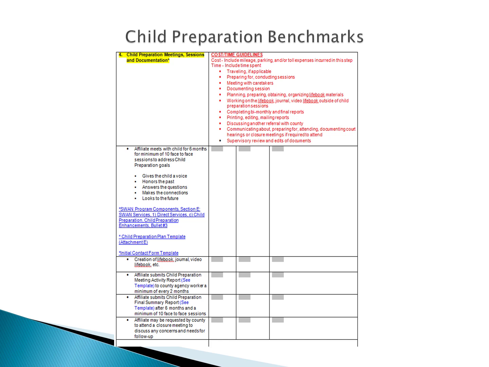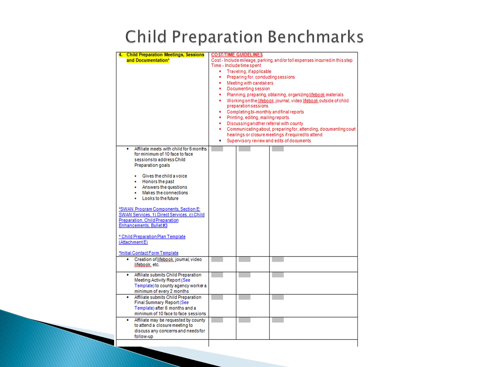Bucket number 4 is also where to gather time spent documenting sessions and completing, printing, editing, and mailing the child preparation meeting activity reports and final summary report. Meeting activity reports are submitted to the county a minimum of every 2 months. The final summary report is submitted after 6 months and a minimum of 10 face-to-face sessions. Don't forget to include time spent for supervisory review and edits of these documents. This bucket is where to gather time spent communicating about, preparing for, attending and documenting court hearings or closure meetings if required.